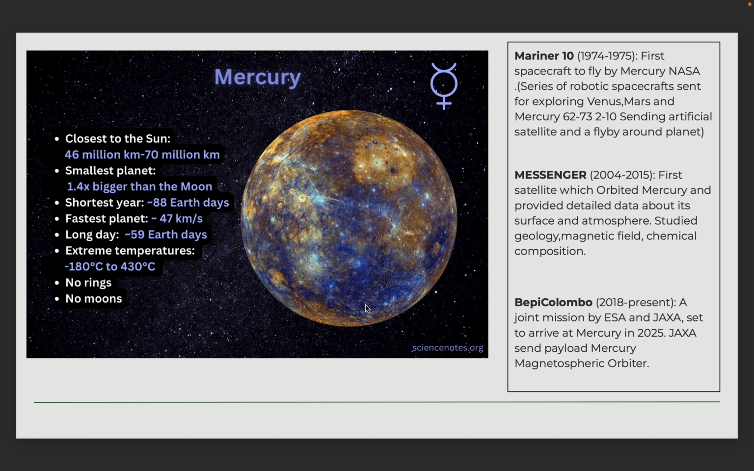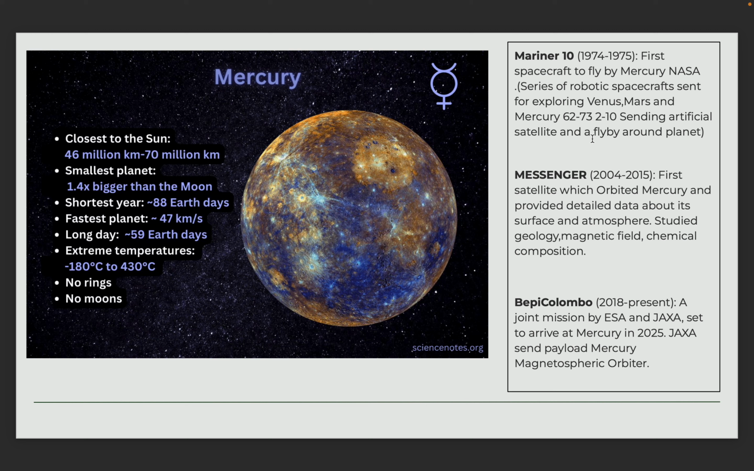There are different missions that have been planned since 1960 to Mercury. From that time, planetary science flourished because the Cold War was over, and the Mariner series missions were the first missions to Mercury. In 1974 to 1975, NASA did a flyby of Mercury by Mariner 10.